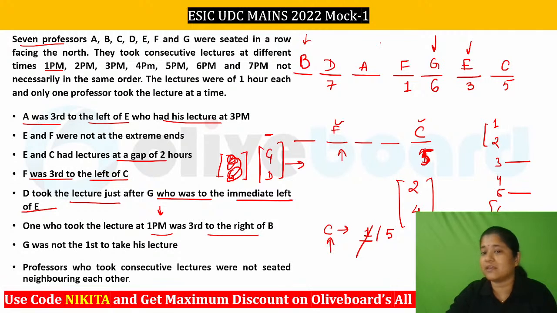Can anybody tell me why we cannot take A as 2 p.m.? Anybody who will tell me why A cannot be 2 p.m. here? Anyone? A cannot be 2 p.m. because A and F cannot be seated consecutively there, right? So 2 persons who are neighbors cannot be taking the lectures consecutively. That is why A will not be 2 p.m. So B will be 2 p.m. and A will be 4 here. Okay, yes, absolutely, that's right.